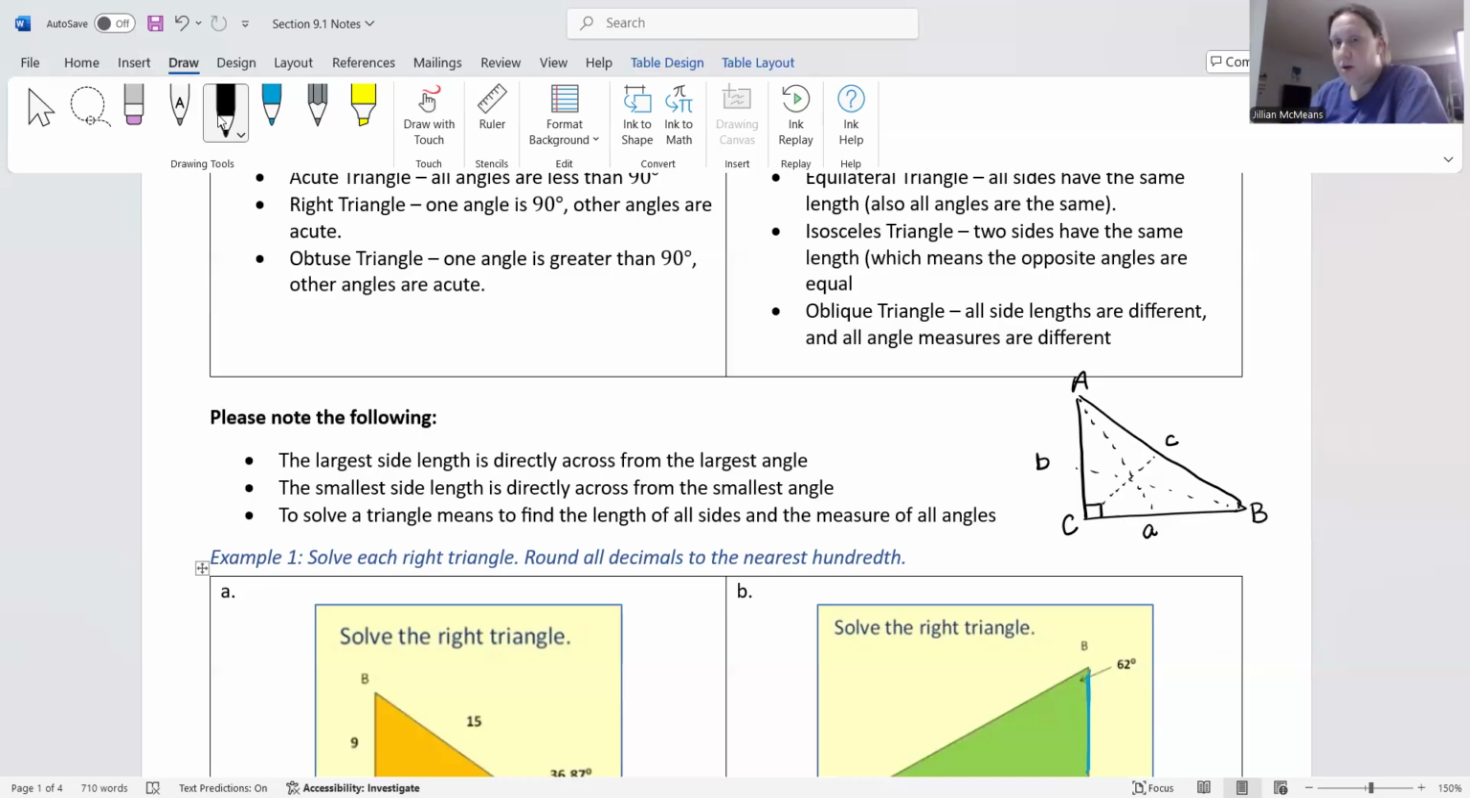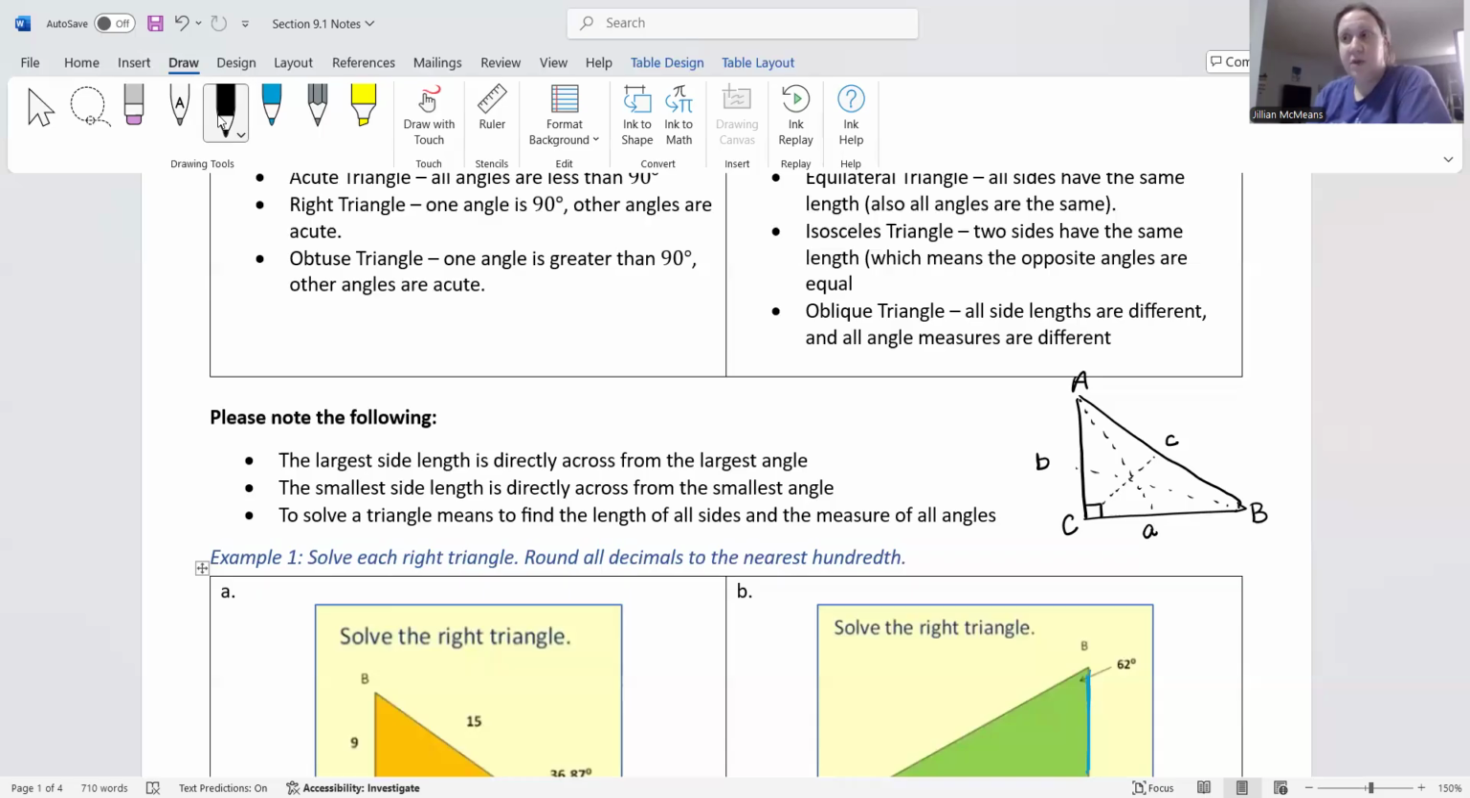All right, understand how we label these triangles. You're going to see this quite a bit. Now, I have a couple of pieces of information here. One we've already gone over: the largest, or longest, side length is directly across from the largest angle. And the smallest, or shortest, side length is always going to be across from the smallest angle. That is not an accident, okay?